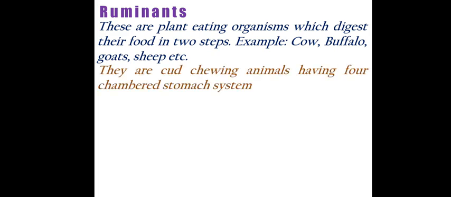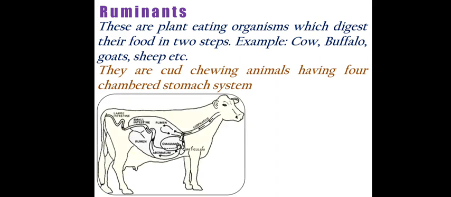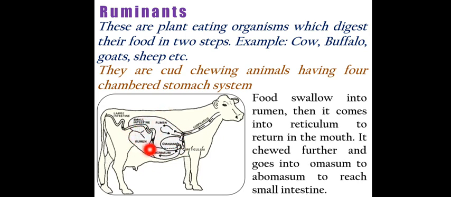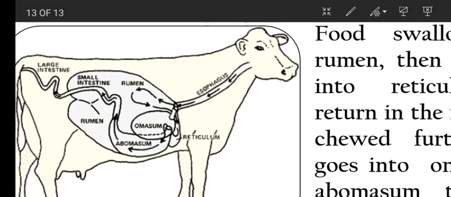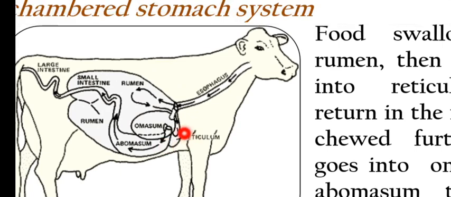Now the thing is, they are cud-chewing animals. These ruminants are basically cud-chewing animals having a four-chambered stomach system. As you can see in this diagram of a cow, the food taken in through the mouth will travel first into this larger stomach known as the rumen. So first of all, food will be swallowed into the rumen. Then this food will come into this bag-like structure, as you can see in this slide, that is the reticulum.